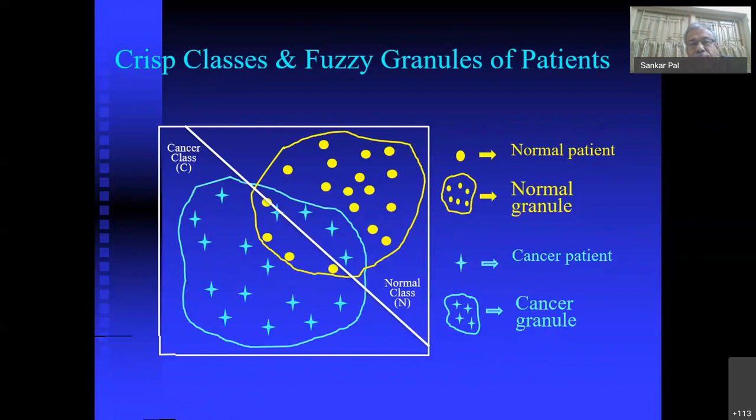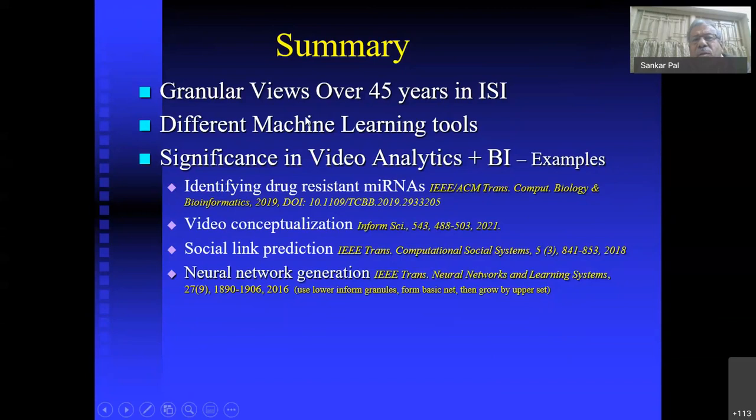Now, in summary, we have seen the granular view, which I have mentioned briefly. These are basically machine learning tools. I have shown two examples, but you can use it for video conceptualization, drug resistant microRNA, and social link prediction in social online data. Link prediction is a very hot topic, as is neural network generation.